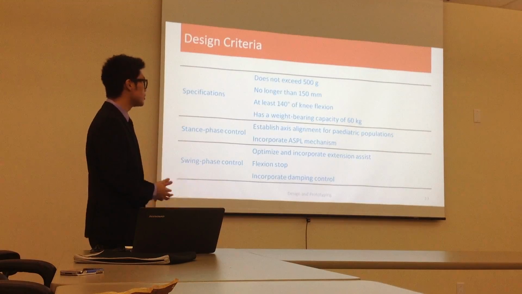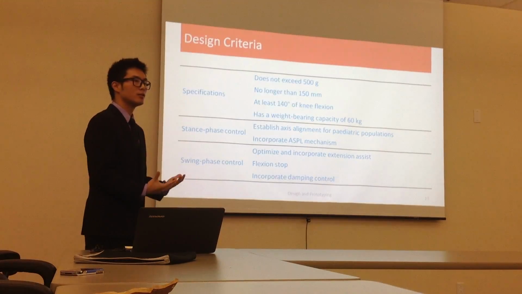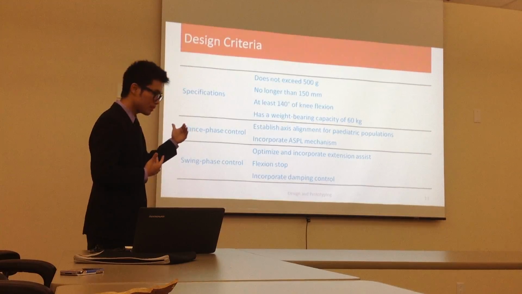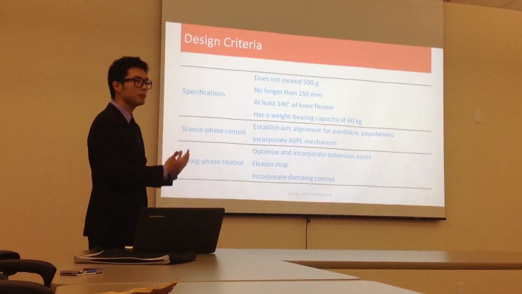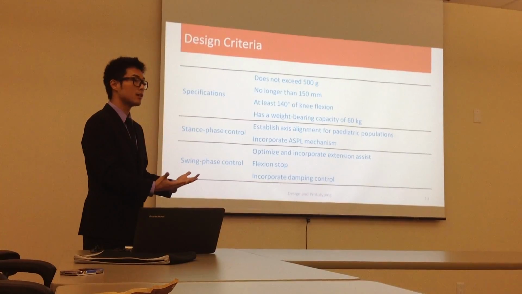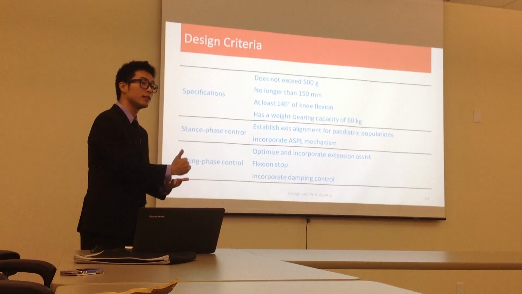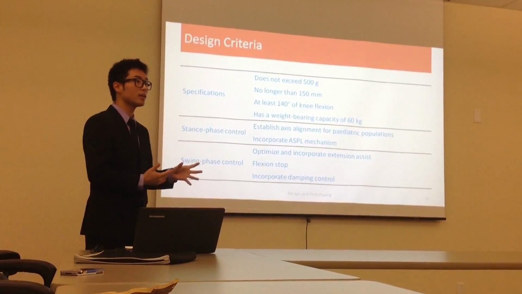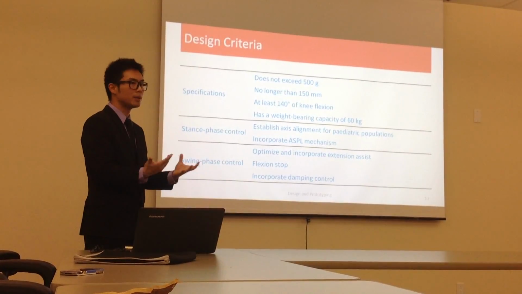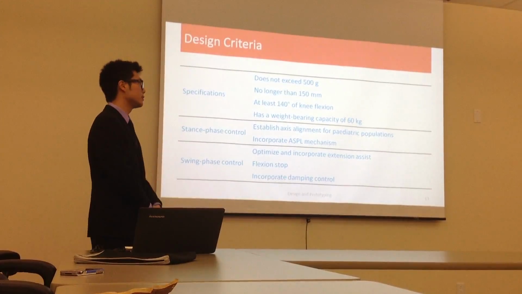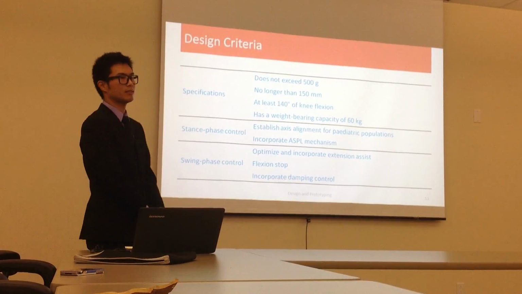And the flexion stop is just to protect the extension assist. If the flexion stop is not implemented into the design, when the patient is flexing the knee, their socket might hit the extension assist at the back, which might damage it and cause the knee to fail. So that's why we want to implement it. This is how I listed out all the design criteria.